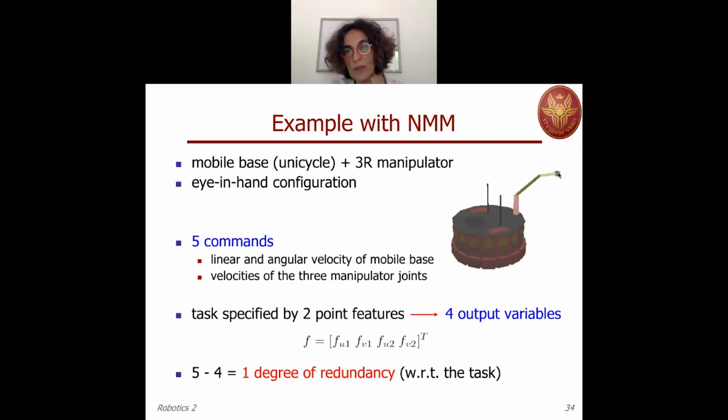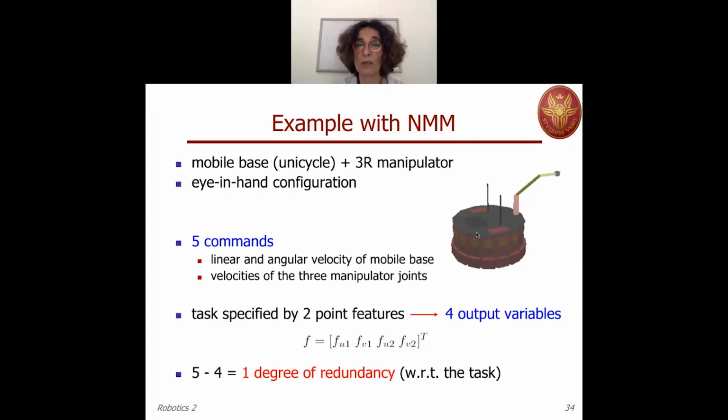So we have an eye-in-hand configuration. Overall, we do have 5 commands, because for the mobile base we have linear velocity and steering velocity, so how to advance and how to turn the mobile base, and 3 plus 3 joint velocities for the manipulator.